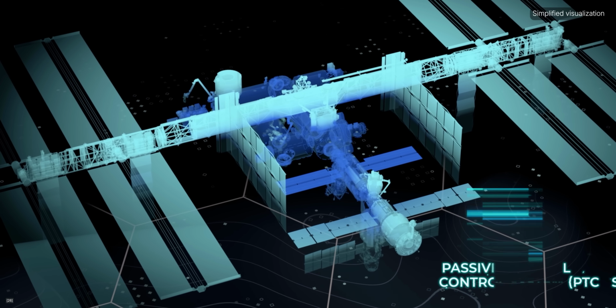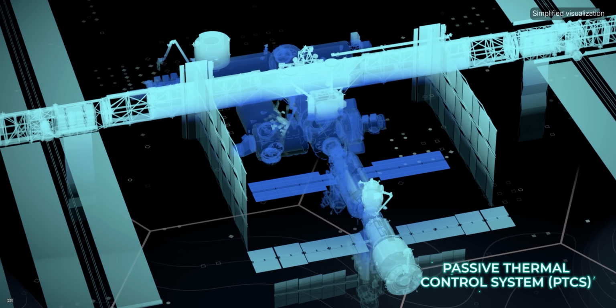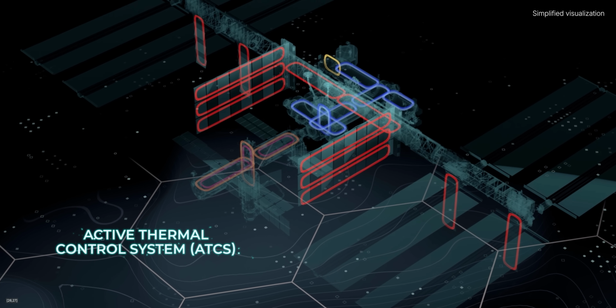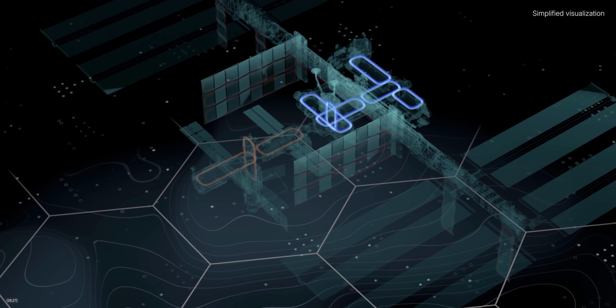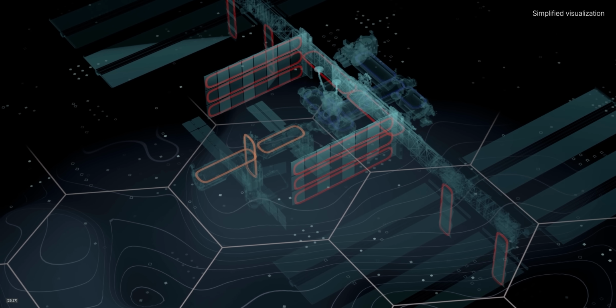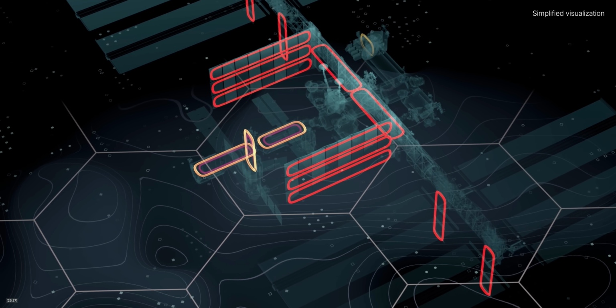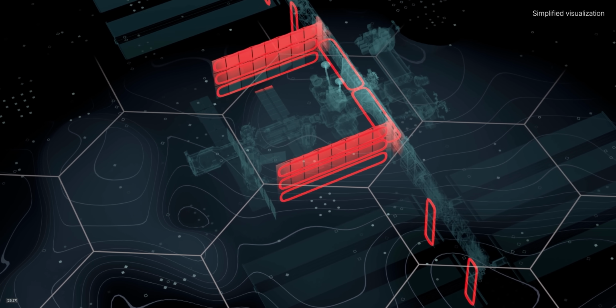The passive system relies on insulation, surface coatings, heaters, and heat pipes to balance extreme temperatures. The active system uses water and ammonia. Water-based cooling loops absorb heat loads generated by the crew and electronic equipment. The heat is transferred to heat exchangers and passed to ammonia circuits that pump it out to giant radiators, which then release it into space.